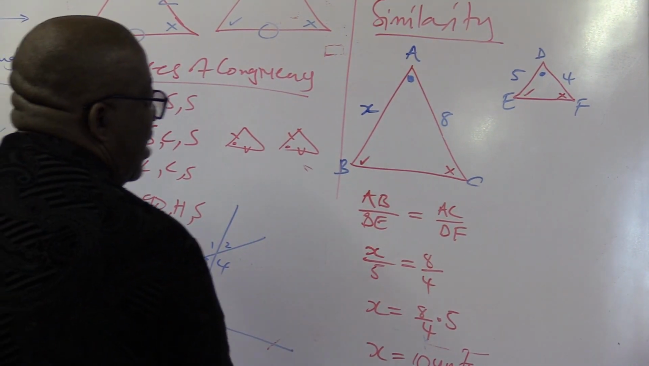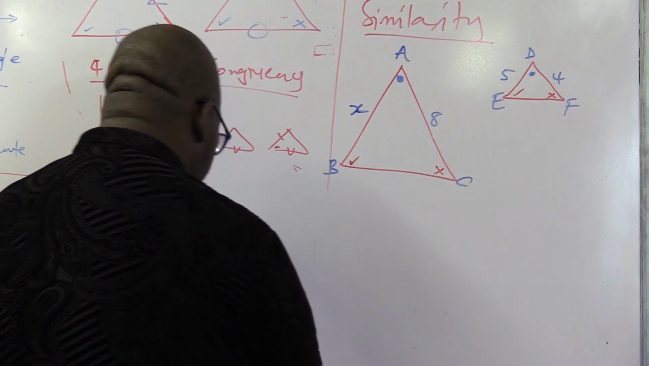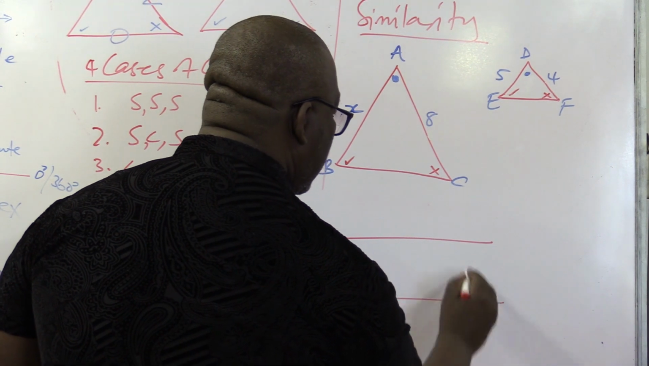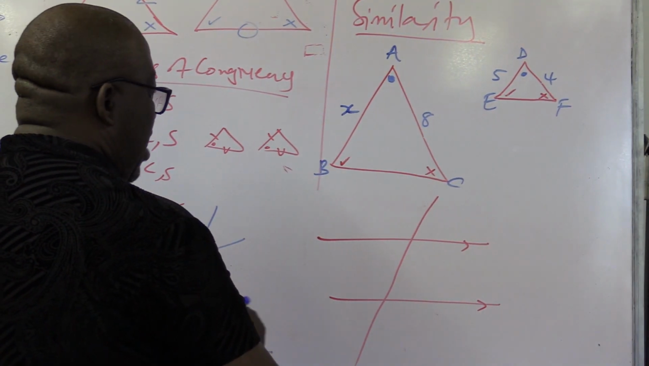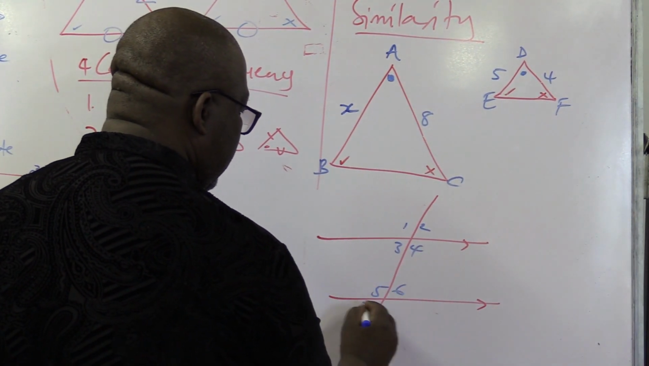But let's involve parallel lines and see what I'm trying to show you here. Once we have this line and this line, and I'm saying these two lines are parallel and they're cut by a transversal line, I've got 1, 2, 3, 4, 5, 6, 7, 8.